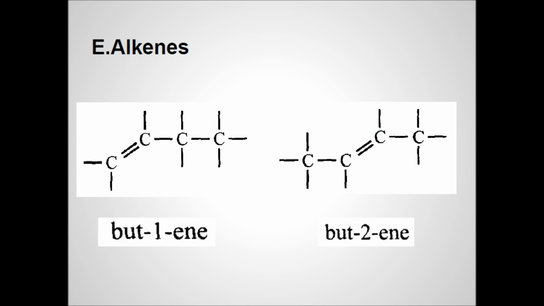Now try to name these. For the first example, there are 4 carbons. We can see that the first and second carbons are double bonded, so it is going to be 1-butene. For the second one, you can see the double bond between the second and third carbons, and there are 4 carbons as a parent chain, so it is going to be 2-butene. Try to name another one.